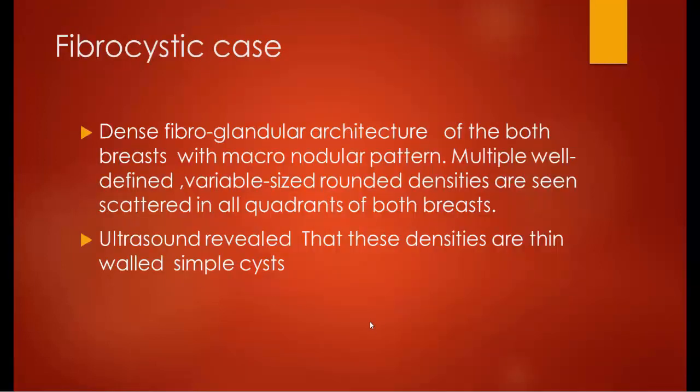Fibrocystic case reporting like dense fibroglandular architecture of both breasts with microglandular pattern, multiple well-defined, variable-sized rounded densities seen scattered in all quadrants of both breasts. Ultrasound reveals that densities seen are thin-walled simple cysts.